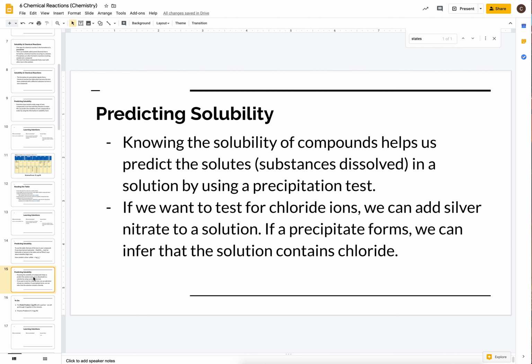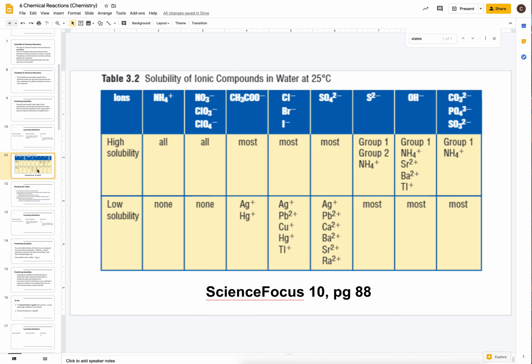Why does this work? Well, if we look at our solubility chart, we can see that silver nitrate is going to form a precipitate with the chloride ion. The chloride ion is right here. One of its low solubility exceptions is the silver ion.